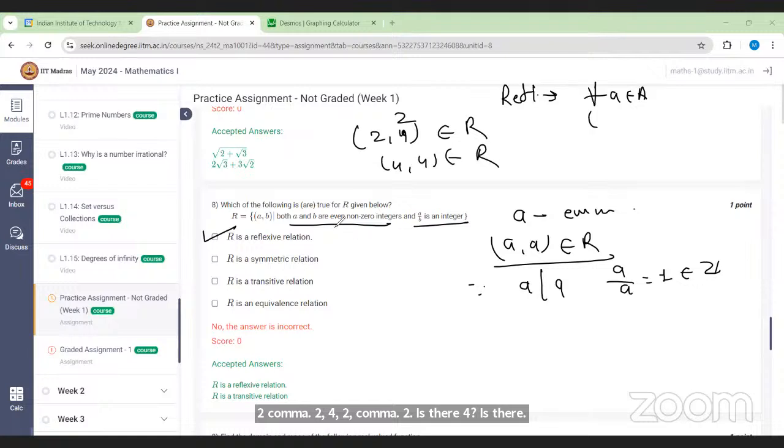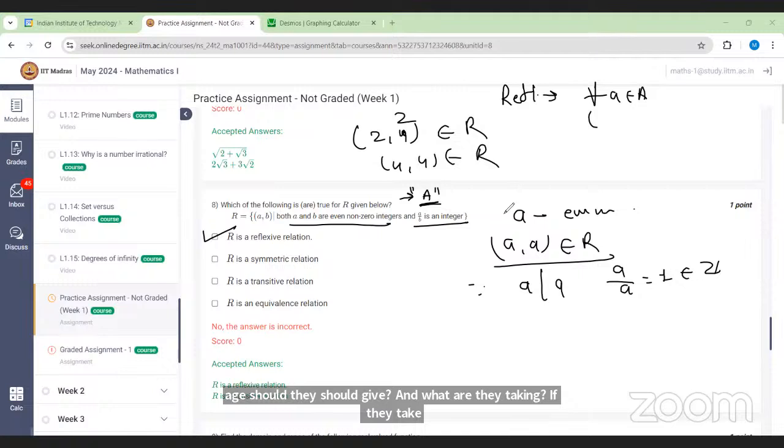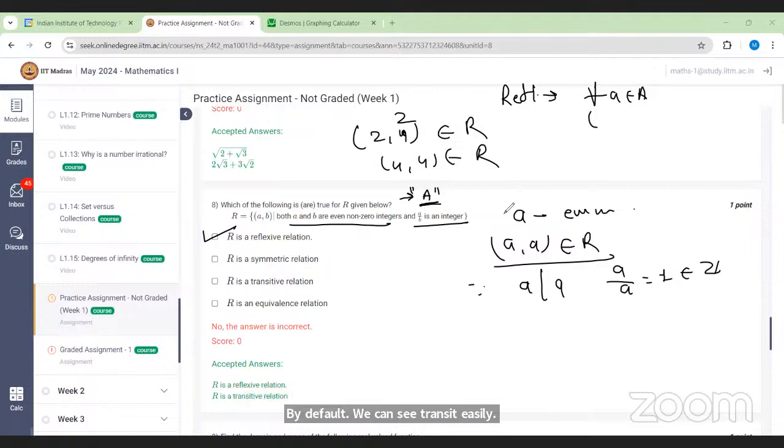So they should have given the set A, but okay, fine. For clarity, the set A is not there. What are they taking A to be? If we take integers by default, we can see transitivity easily. Transitivity is there, but I got a little confused for reflexivity, as we need one set. Okay, but fine. Ma'am, please take one last question.